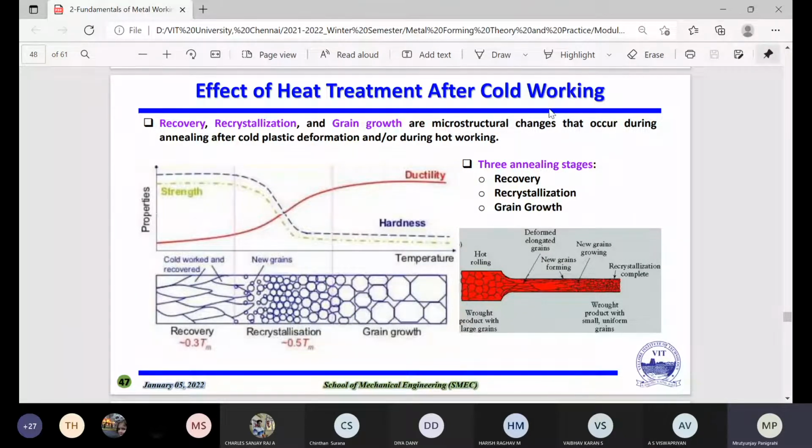These are the microstructural changes, because whenever you see the microstructure or the morphology of the material or the product you are getting, we normally find these steps of recovery, recrystallization, and grain growth that occur during annealing after cold plastic deformation, or during hot working.